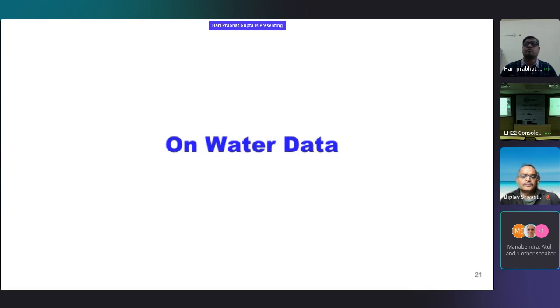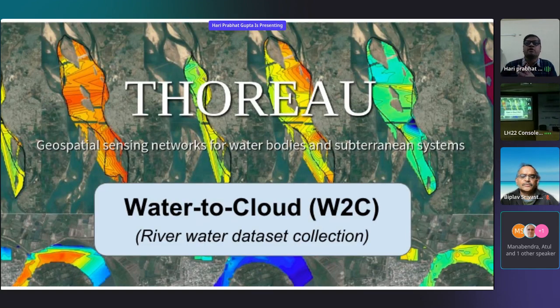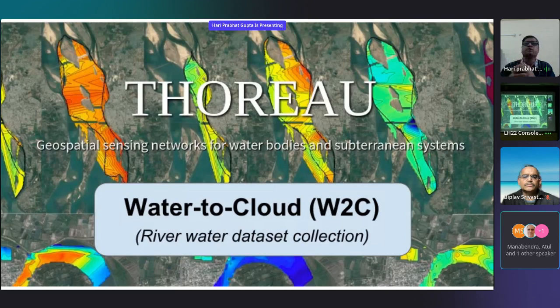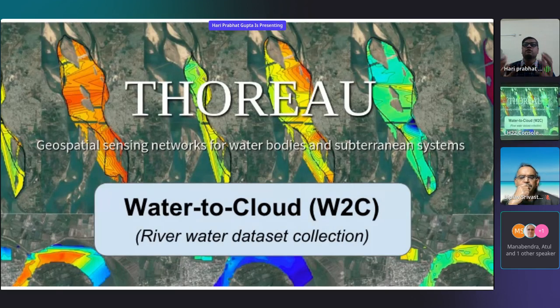Yes, so very good afternoon to everyone. I am Hari Prabhat, and here we start on water data. In this session, we try to cover what is going on in this direction, in this project, and what we have done. Here we mainly focus on the sensory data, how we can collect the sensory data, what we can do, and the final results.